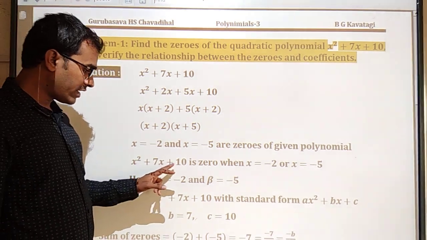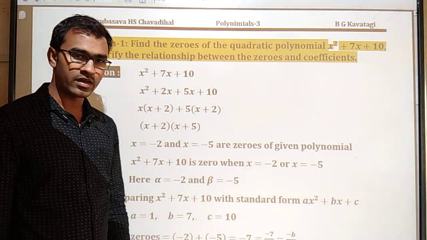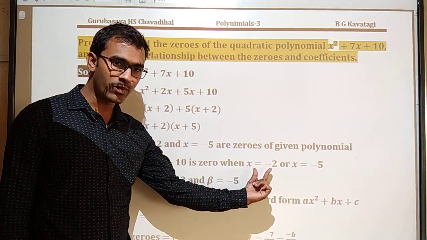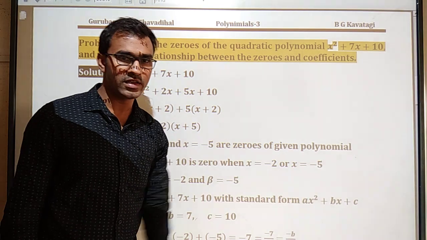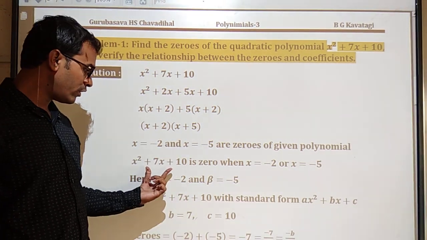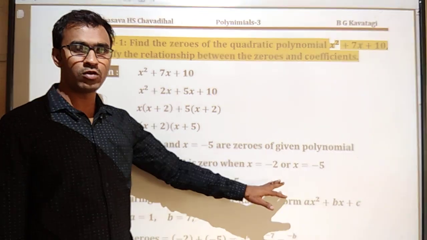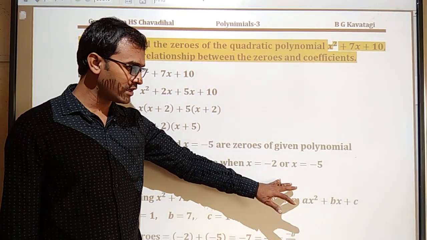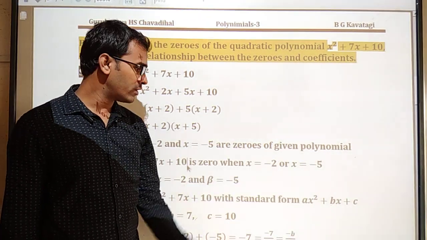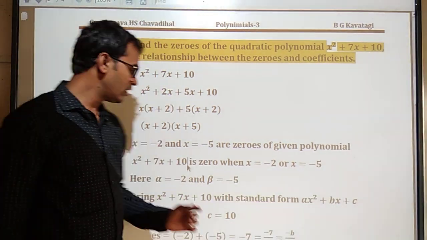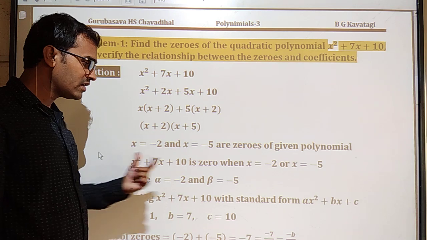Therefore, x square plus 7x plus 10 is 0, right? This polynomial value is 0 when x equal to minus 2 and x equal to minus 5. When we substitute x equal to minus 2 and x equal to minus 5, the given polynomial value becomes 0.